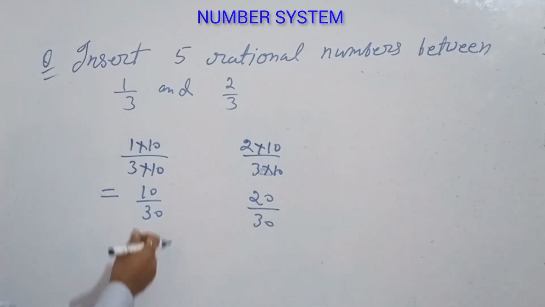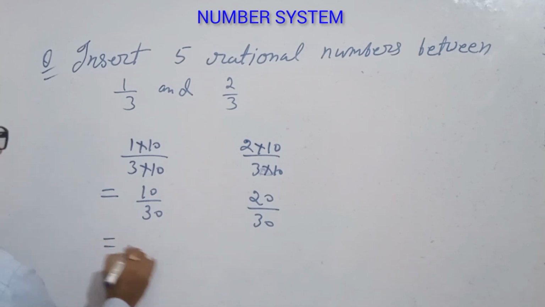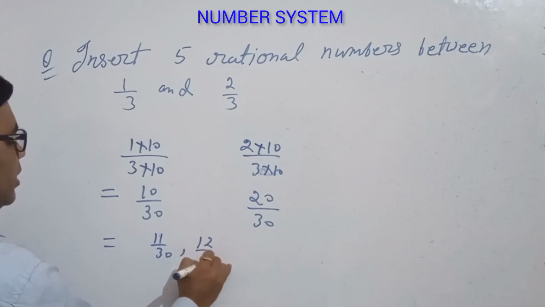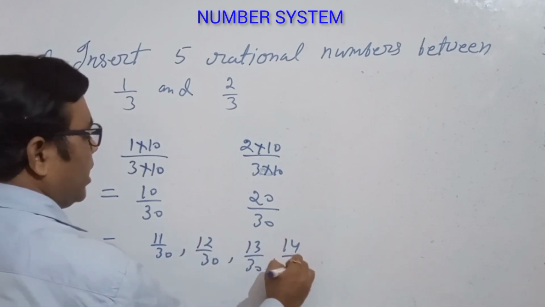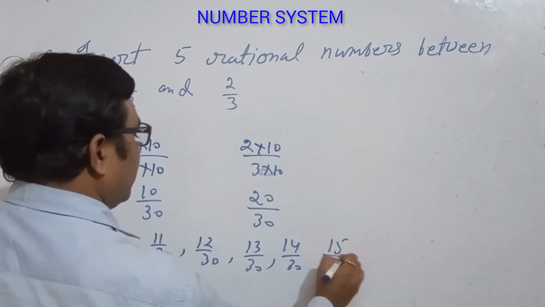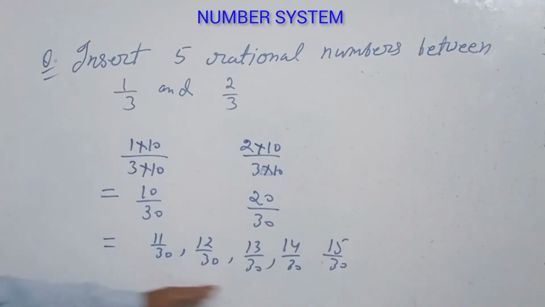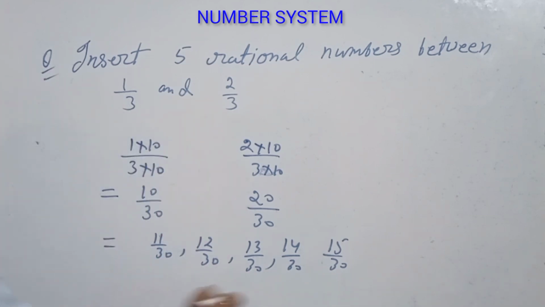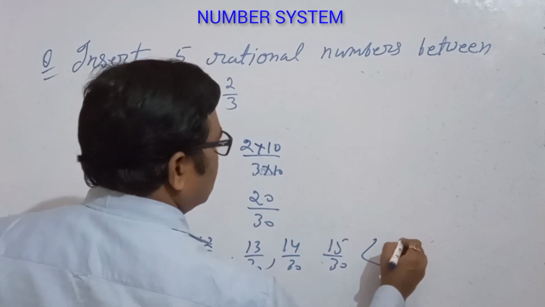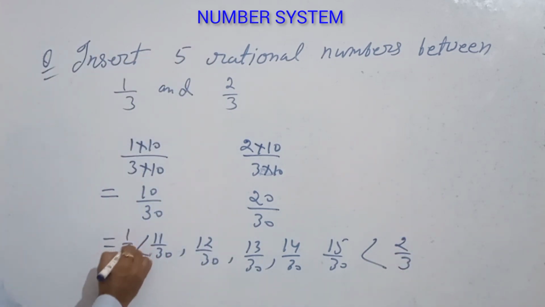Now insert all numbers between 10 and 20. You can write 11 by 30, 12 by 30, 13 by 30, 14 by 30, 15 by 30. 1, 2, 3, 4, 5. These 5 rational numbers are between 1 by 3 and 2 by 3. So these are less than 2 by 3 and greater than 1 by 3.